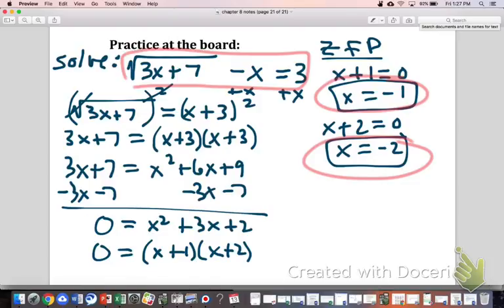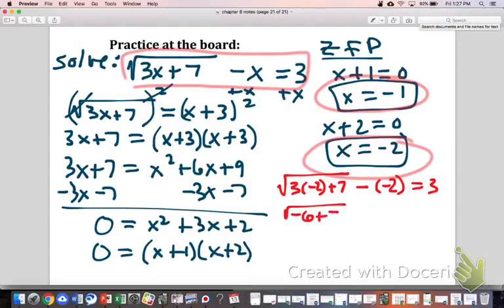So, any follow-up questions? Can you check negative 2? Sure. So if you check negative 2, it would be square root of 3 times negative 2 plus 7 minus negative 2 equals 3. So this would be negative 6 plus 7 in there, plus 2 equals 3. This is square root of 1 plus 2 equals 3. 1 plus 2 equals 3. Check.